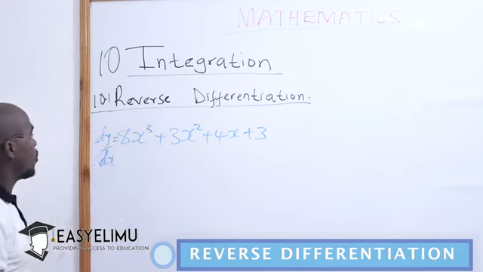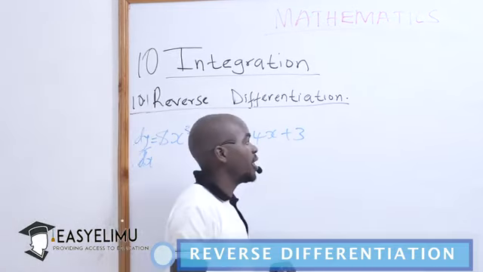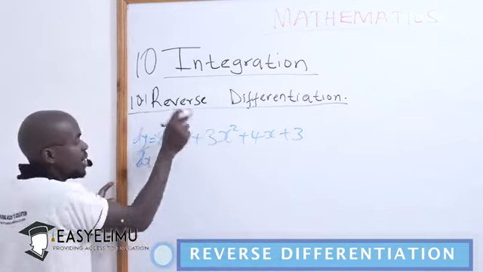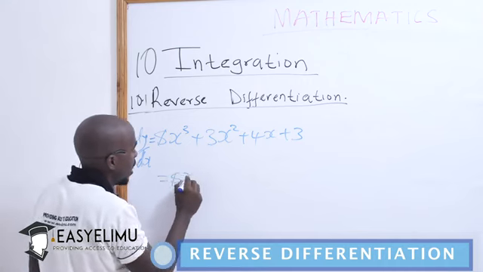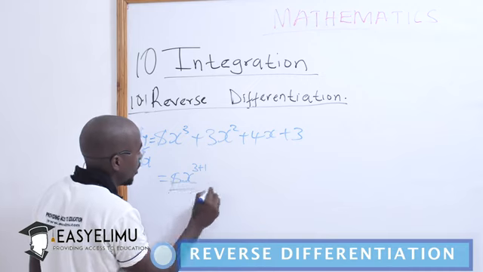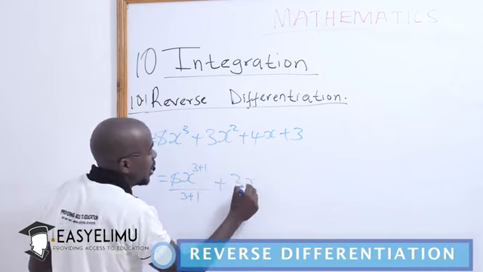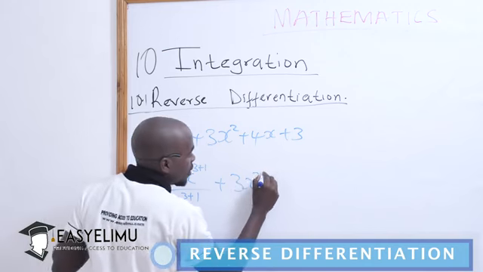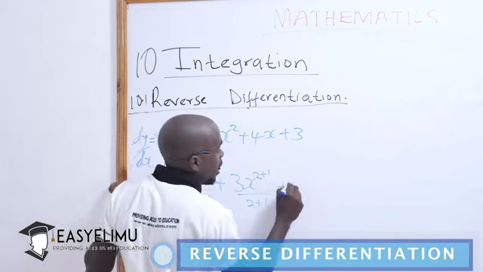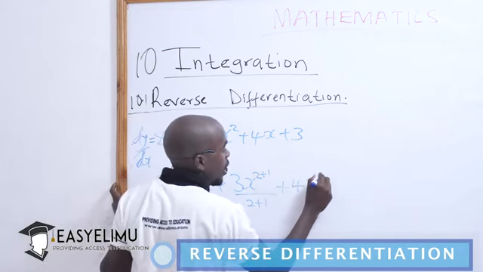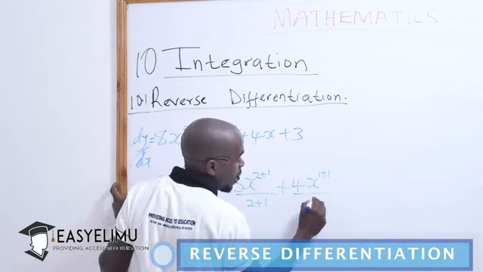What is the value of y? The value of y will be obtained by doing the same thing. That is, we do the reverse as we have done. So doing that, we shall get 8x³ plus 1 over 3 plus 1, plus 3x² plus 1 over 2 plus 1. Then we add to 4x¹ plus 1 over 4 plus 1 plus 1.